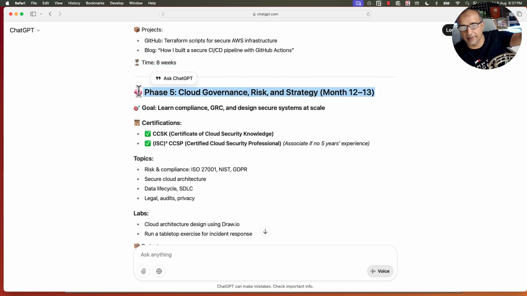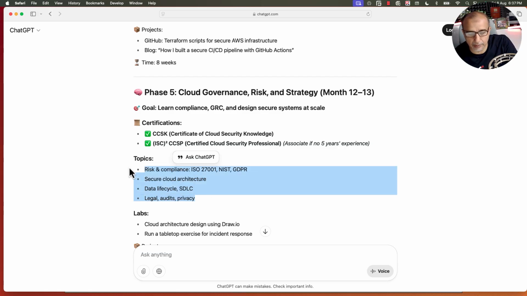Phase 5 is for cloud governance, risk and strategy. That could be taken as a follow-up step. Or if you like this area, from what you have gone through, then risk and compliance, ISO 27000, NIST, GDPR, secure cloud architectures, data lifecycle, legal audits, and privacy. All of these are areas that you are going to focus on.